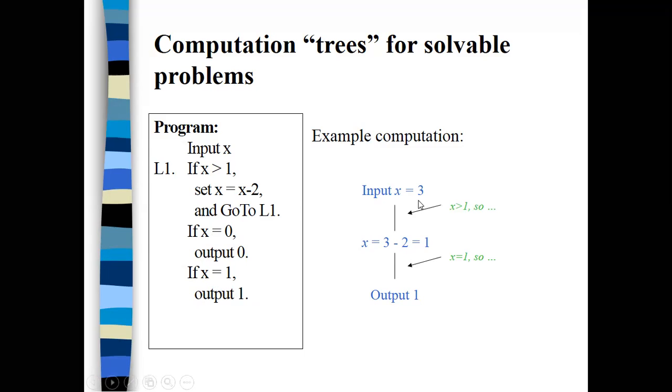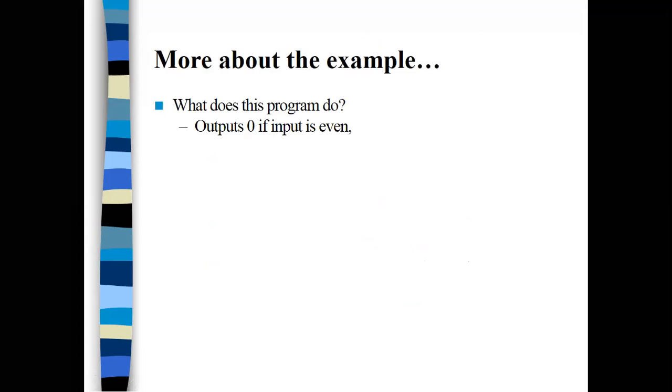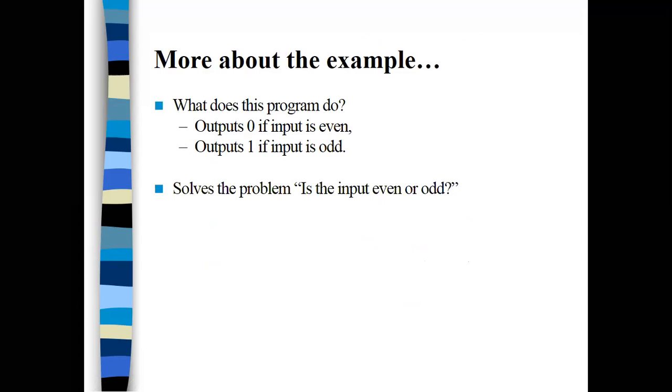Suppose we have x is equal to 5 instead of 3. Then x is equal to 5 minus 2 is equal to 3. Again x is greater than 1, so x is equal to 3 minus 2 is equal to 1. The steps increase, and until we get x is equal to 1 or x is equal to 0, we will not stop the program. So that was the actual computation tree.